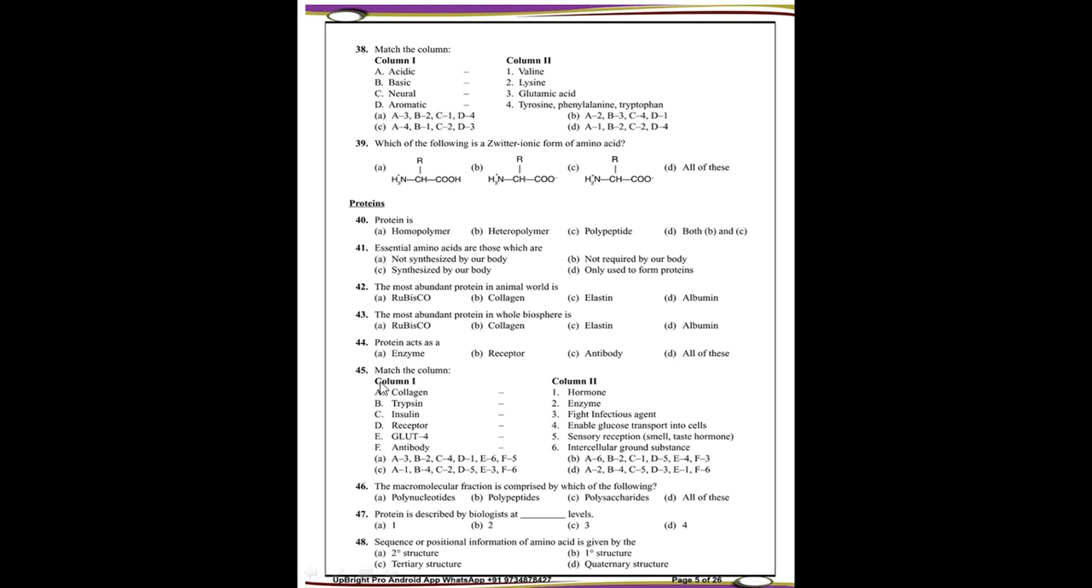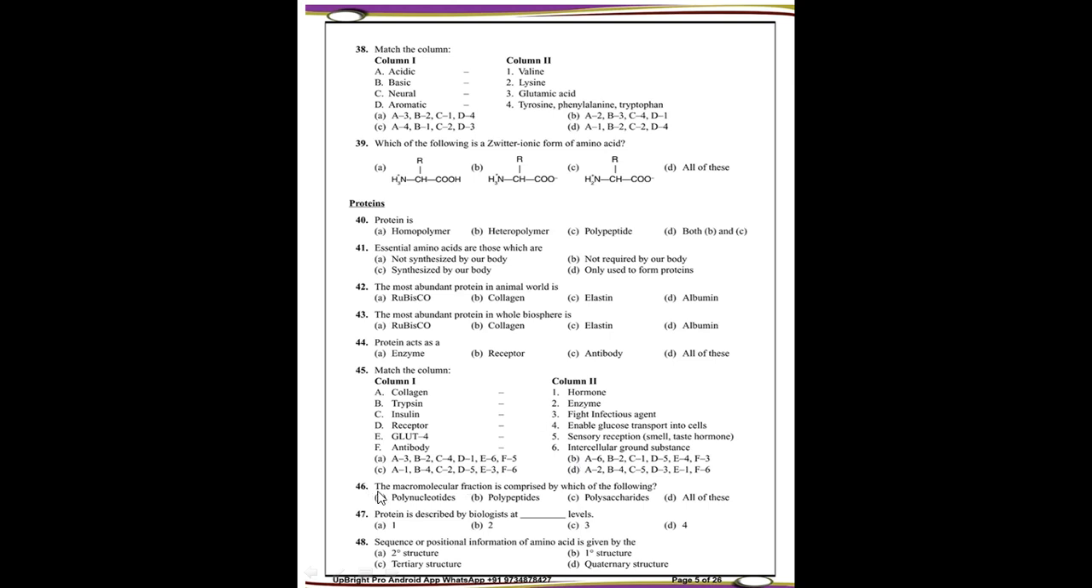So A matches to 6, then B matches to 2. What is B? Trypsin is an enzyme, true. C matches to 1. Insulin is a hormone, true. D matches to 5. Receptor is a sensory reception protein, true. E matches to 4. The glucose transporter GLUT4 is a glucose transporter, true. And F matches to 3. Antibody is to fight infectious agents. So the answer is B. This is the correct match.